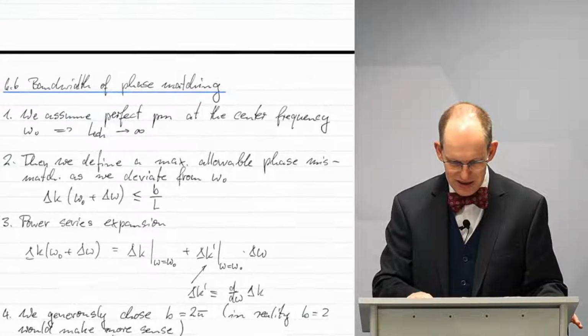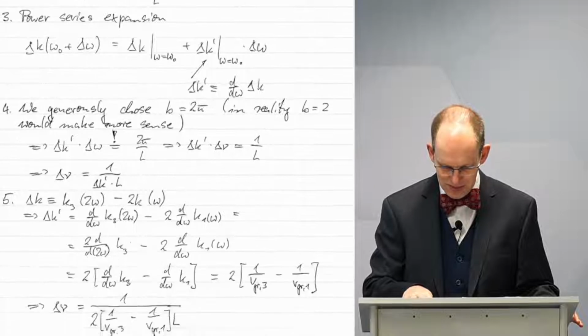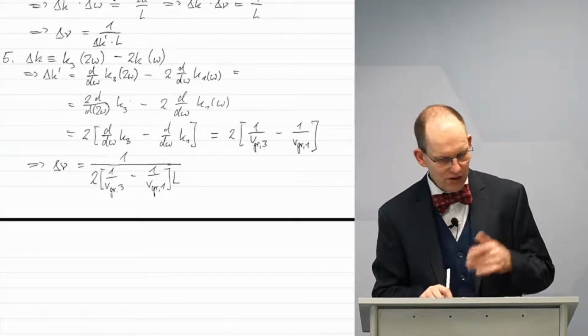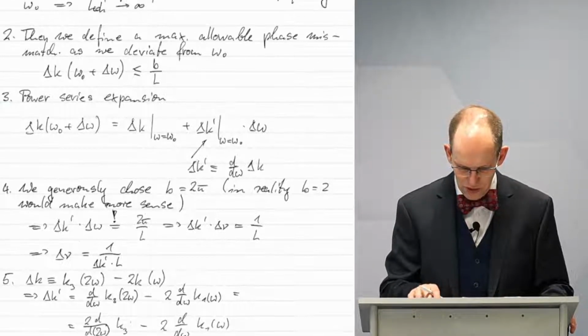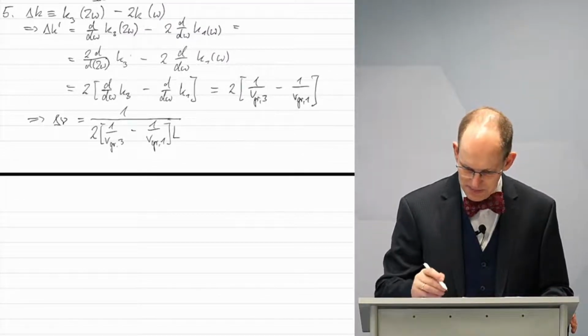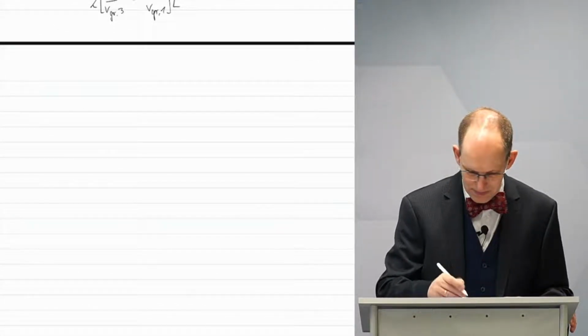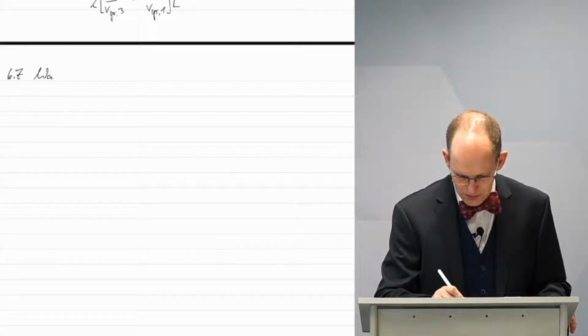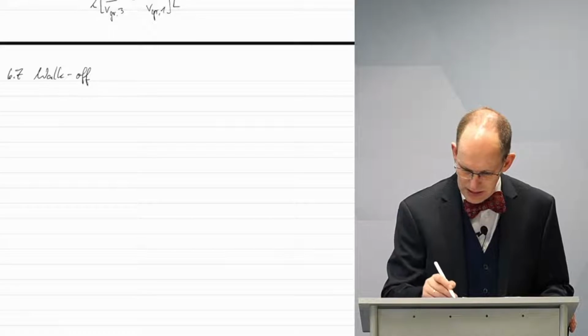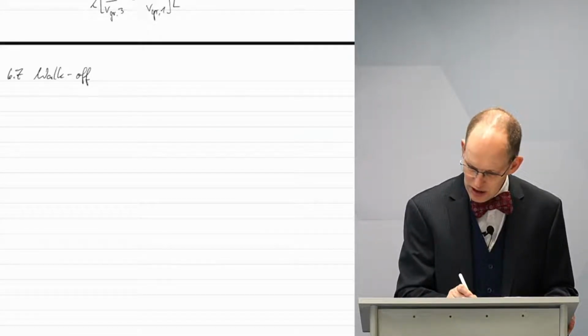And which quantity would be important for that? No, the group velocity, of course. So the different group velocity. And this is kind of interesting because it has appeared for the bandwidth of phase matching, and it also appears in the temporal walk-off. But let's discuss spatial walk-off first. So this would be 6.7, walk-off. Yeah, so this is another thing that limits or challenges phase matching.